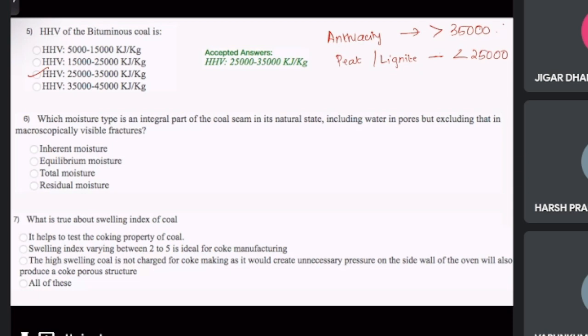Which moisture type is an integral part of the coal seam in its natural state, including waters in pores but excluding that in the macroscopically visible fracture? Any guesses?